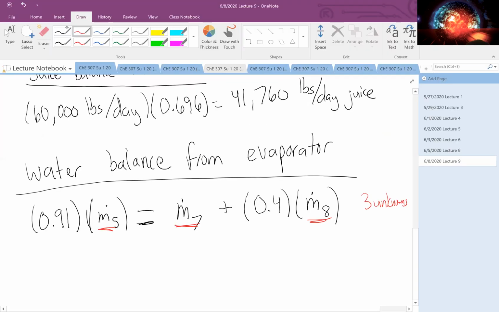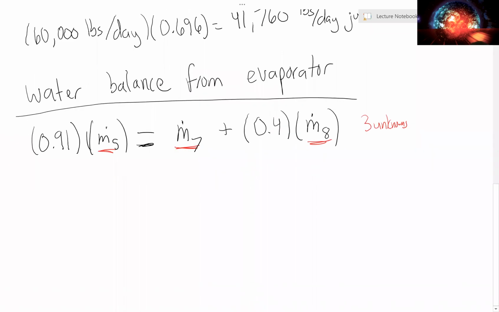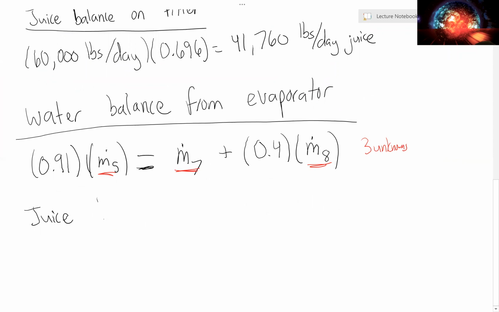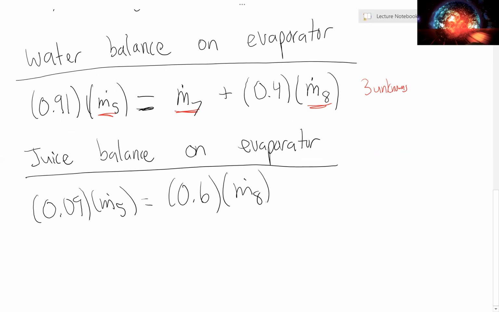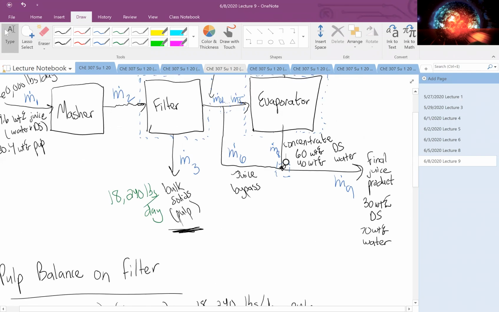So let's look at another balance. Well, I can do the same thing on the evaporator for the juice, but it's going to be dependent on this, so it's not going to help me a whole lot. But I'll write it out just for completeness' sake. So juice balance, shouldn't say from evaporator, on the evaporator. I have 9% of M5 equals 60% of M8. And there's nothing leaving the evaporator, right? So I still have my 2 unknowns. But let's take a look at a couple other things.